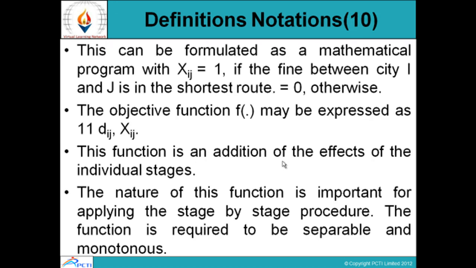This can be formulated as a mathematical program with xij equal to 1 if the link between city i and j is in the shortest route, equal to 0 otherwise. The objective function f may be expressed as the sum of dij xij. This function is an addition of the effect of the individual stages. The nature of this function is important for applying the stage-by-stage procedure.